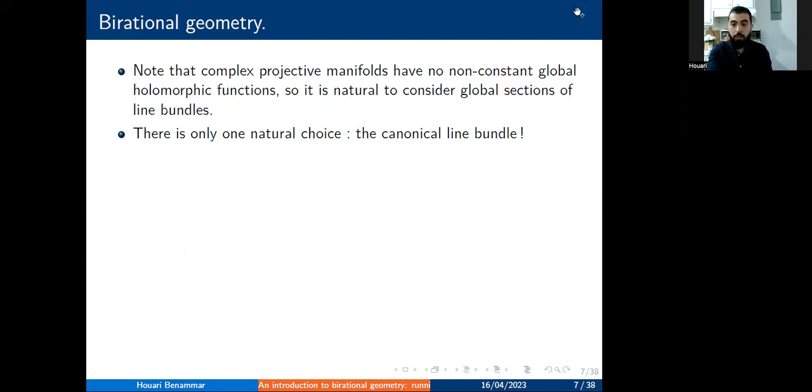So we know that complex projective manifolds have no non-constant global holomorphic functions because they are compact. So there are no global sections which are not constant. So it is natural to consider global sections of line bundles. And as I said, there is only one natural choice, which is the canonical line bundle, because it is related directly to the variety.